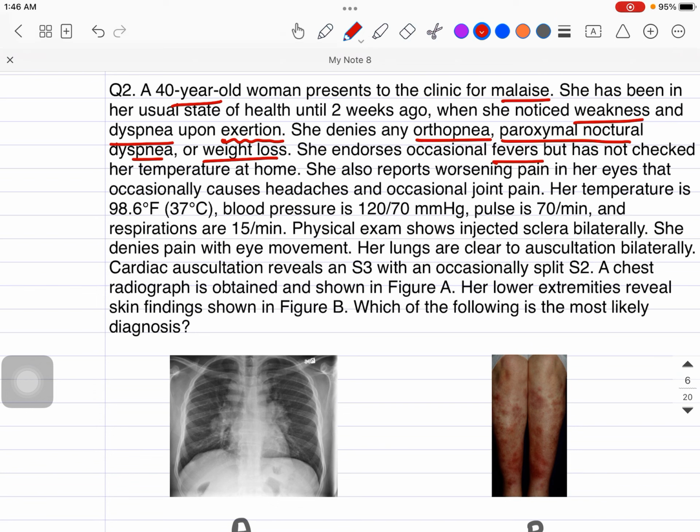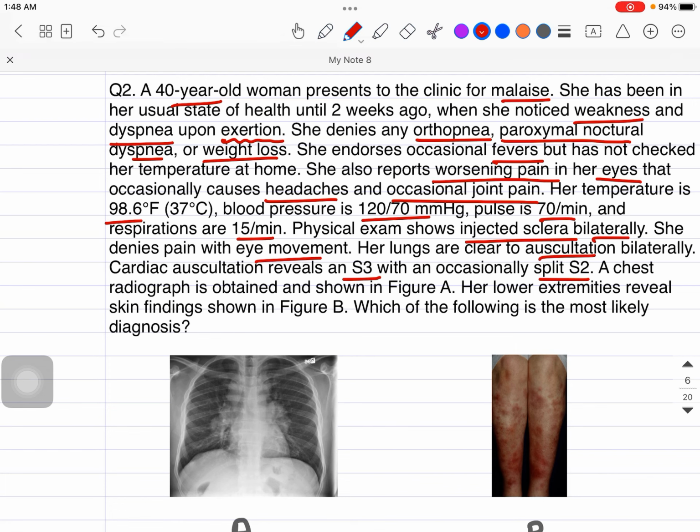She endorses occasional fevers but has not checked her temperature at home. She also reports worsening pain in her eyes that occasionally causes headaches, and occasional joint pain. Her temperature is 98.6, BP is 120/70, pulse is 70 per minute, respiration is 15. Everything is fine, vitals are normal. Injected sclera bilaterally, sometimes it can be seen, right? She denies pain with any eye movement. Her lungs are clear to auscultation bilaterally. Cardiac auscultation shows S3 with an occasionally split S2. It means heart involvement is there, eye involvement is there, joint involvement is there, head involvement is there, right? And she is talking about the weakness also.